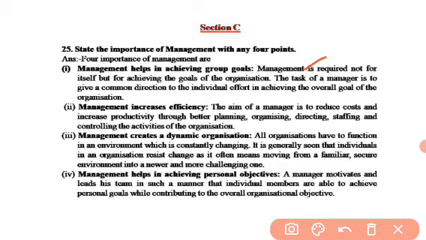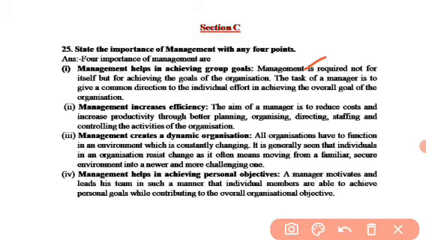And management increases efficiency. Obviously, management plays a very vital role. The aim of a manager is to reduce the cost and increase the productivity, which is achieved with the help of the functions of management: planning, organizing, directing, staffing and controlling. With these activities of the organization, management helps to increase the efficiency of the organization. This is the second importance of management.